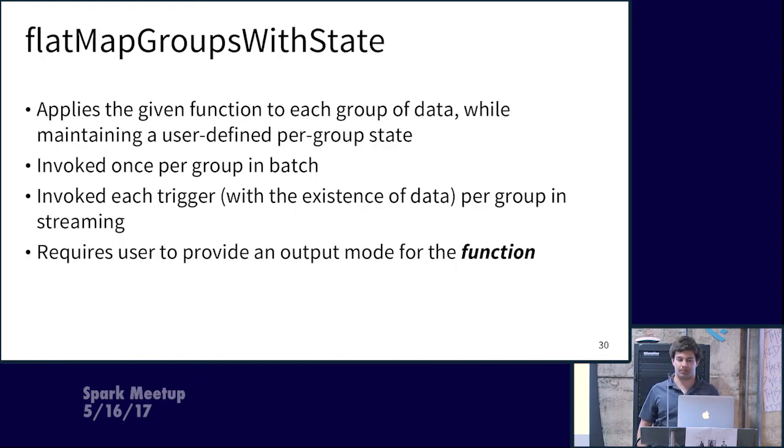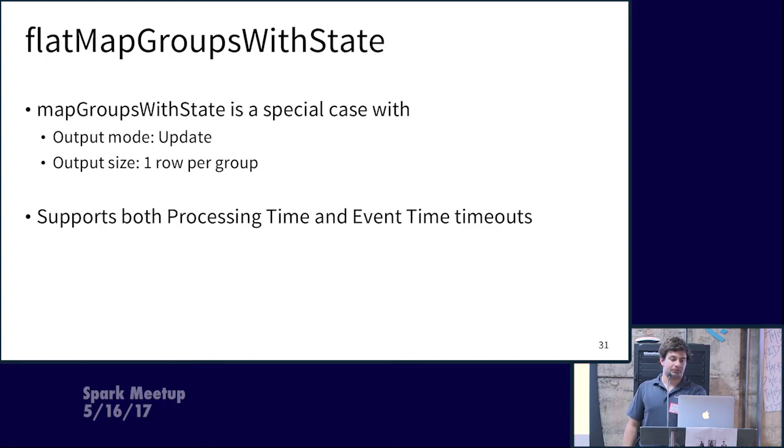So flatMapGroupsWithState applies the given function to each group of data while maintaining a user-defined per group state. It's invoked once per group in batch mode, similar to map groups in batch mode. In streaming, it's invoked each trigger with the existence of data per group. So if you don't get values for a given group, then your function doesn't run on that group. It requires the user to provide an output mode for the function, and this defines how your function operates. mapGroupsWithState is a special case of flatMapGroupsWithState where the output mode is update mode, and the output size is just one row per group. flatMapGroupsWithState also supports processing time and event time timeouts.